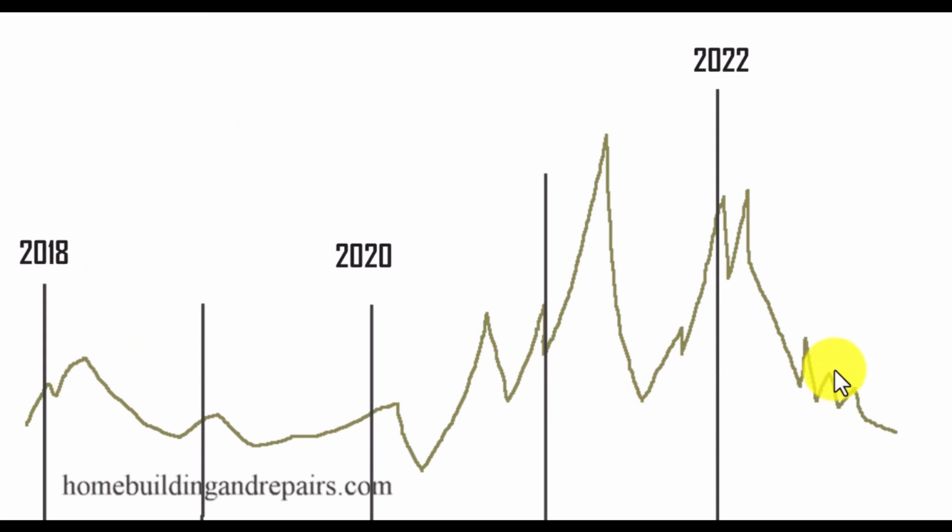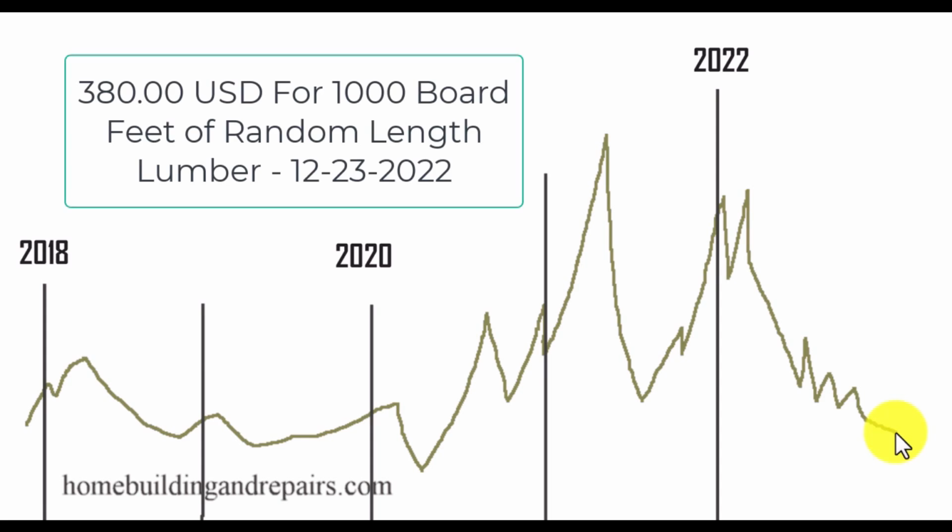Now, I don't have the values of the lumber. However, I can tell you that currently the lumber price as of December 23rd, 2022 is about $380 per 1,000 board feet of random length lumber. I cannot also provide you with what type of lumber that would be referring to.